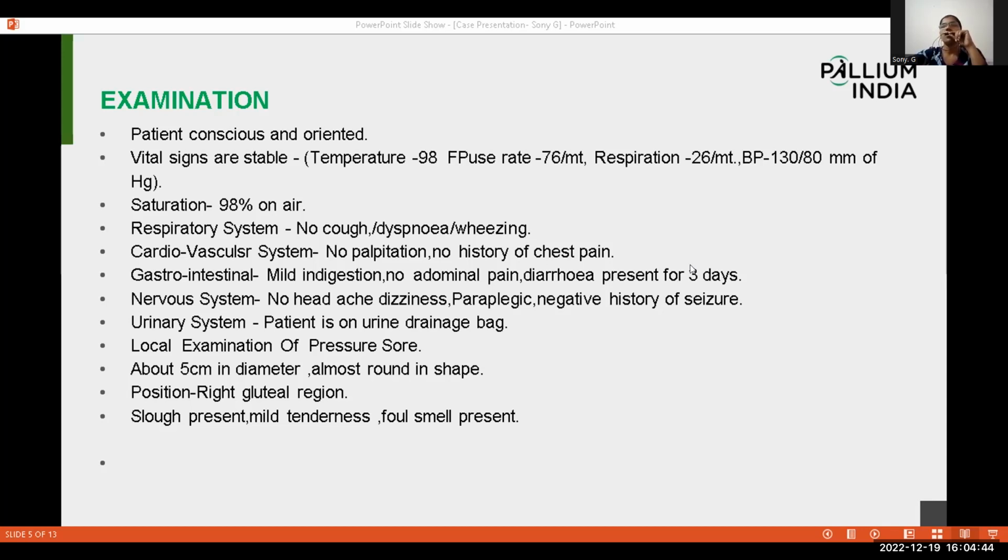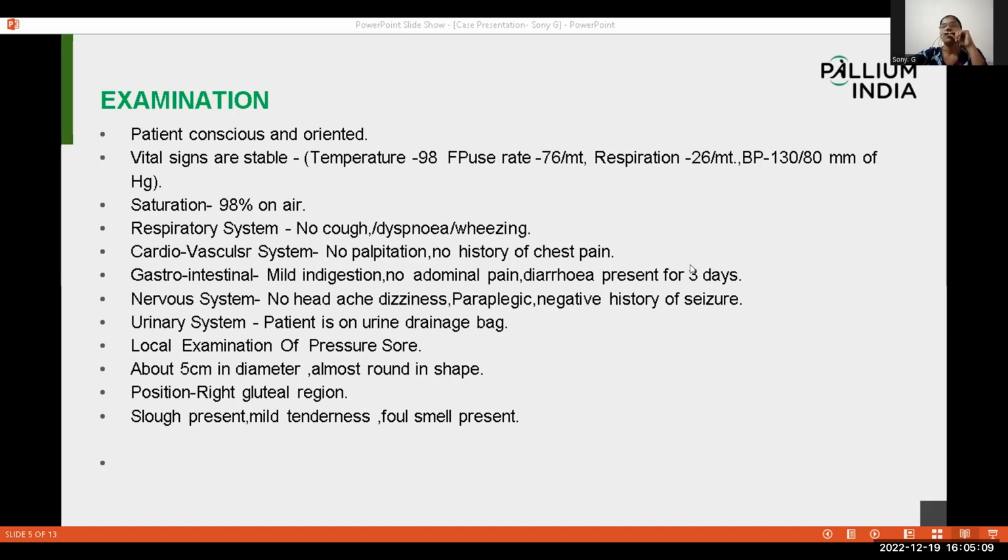Respiratory system: no cough, dyspnea or wheezing. Cardiovascular system: no palpitation, no history of chest pain. Gastrointestinal system: mild indigestion, no abdominal pain. Diarrhea present for 3 days. Nervous system: no headache, dizziness. Patient is paraplegic. Negative history of seizure. Urinary system: patient is on urine drainage bag.